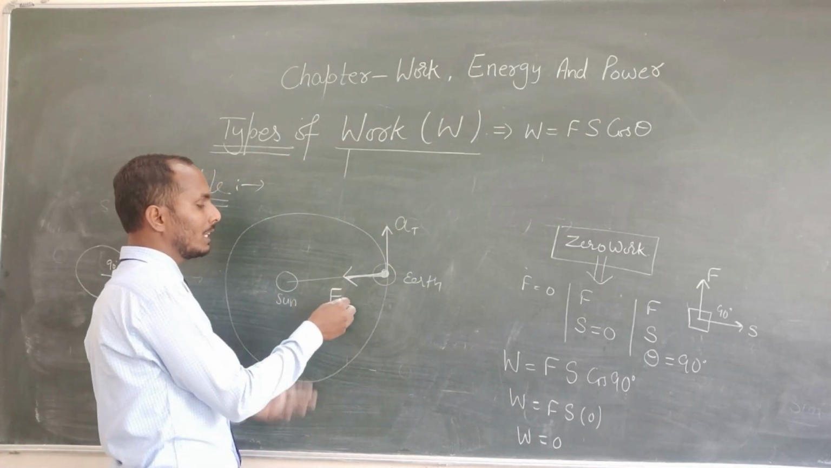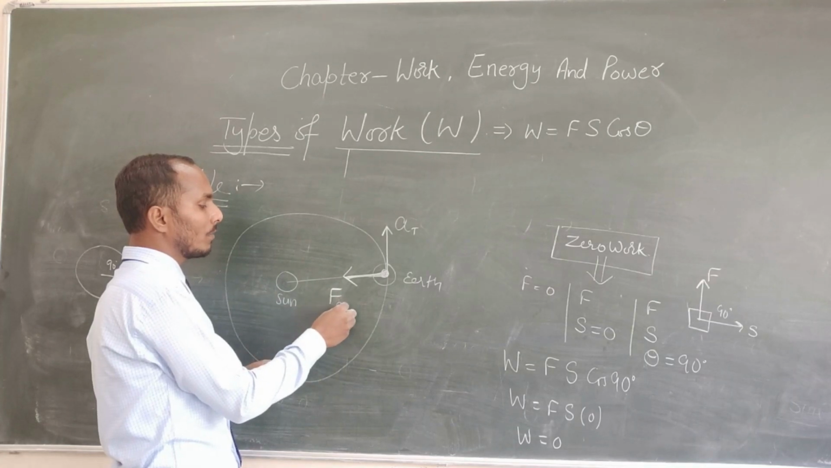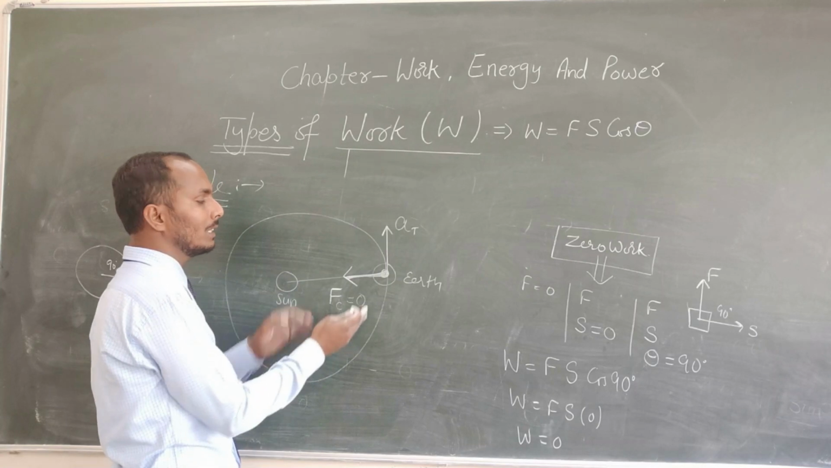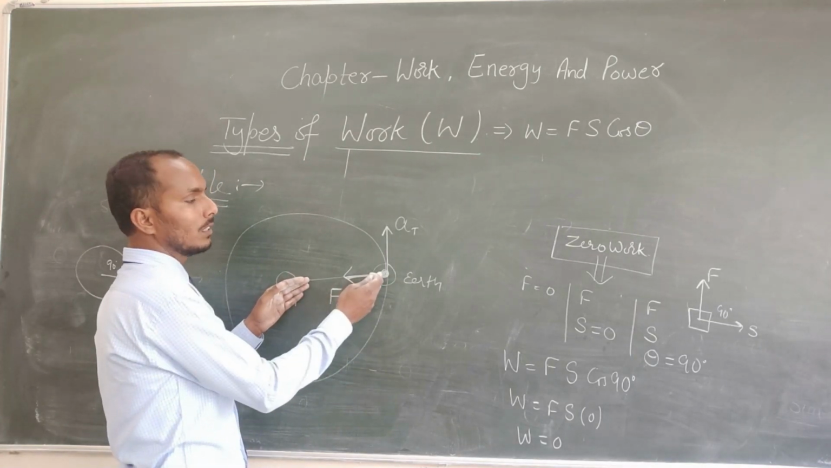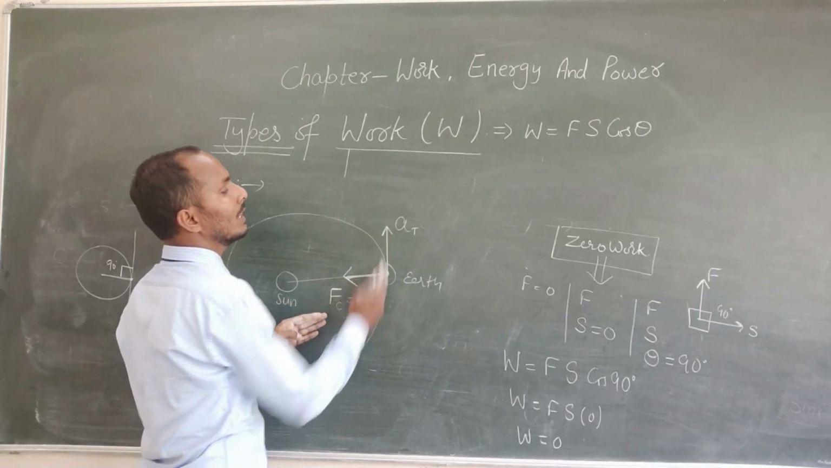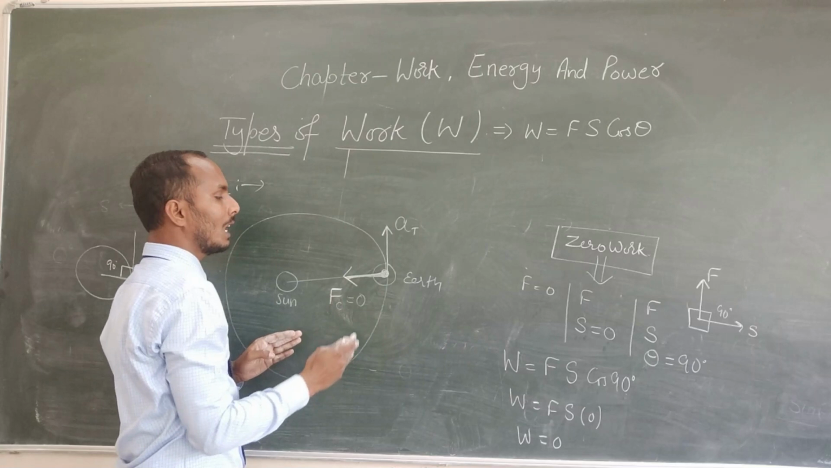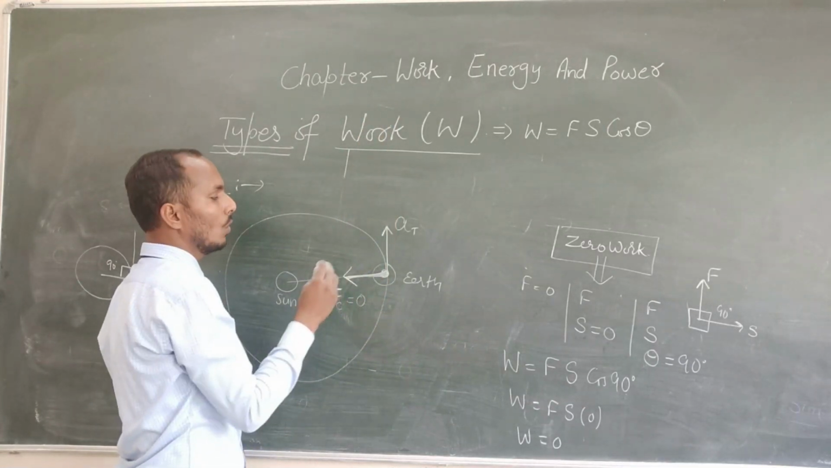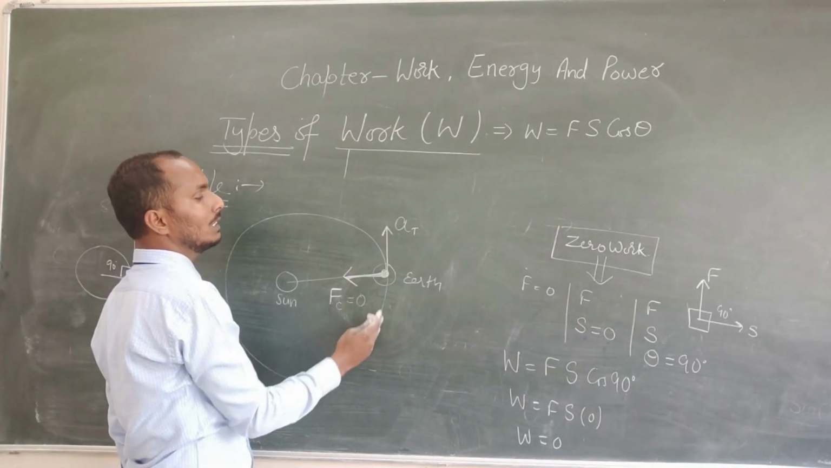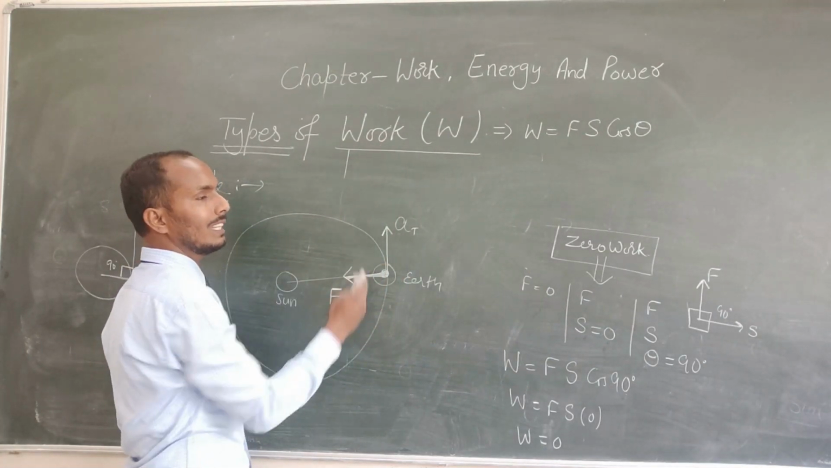Suppose there is no centripetal force. If the centripetal force becomes 0, then what happens? At that point, when the centripetal force becomes 0, the body moves along a straight line, along the tangent. The body starts to move along the tangent. So the direction of the acceleration of the body is along the tangent.